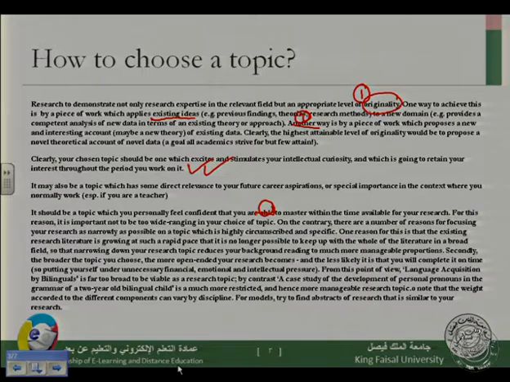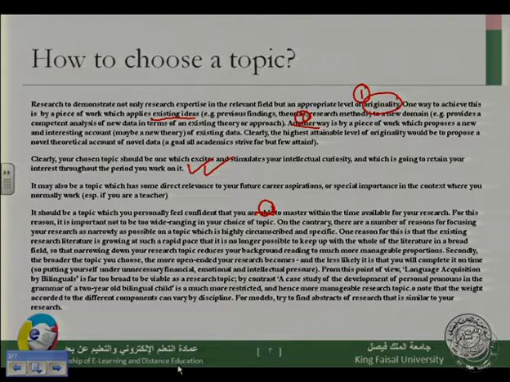Secondly, the broader the topic you choose, the more open-ended your research becomes. Yes, if it is very broad, it's going to be endless. It's going to be open-ended. You will find it very hard to close it or to reach conclusions, and the less likely it is that you will complete it on time. So you put yourself under unnecessary financial, emotional, and intellectual pressure. You can avoid all of these kinds of pressures: financial, time pressure, intellectual pressures.